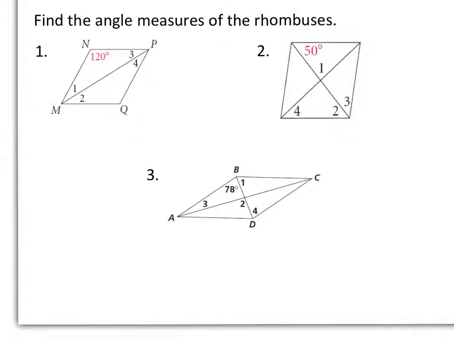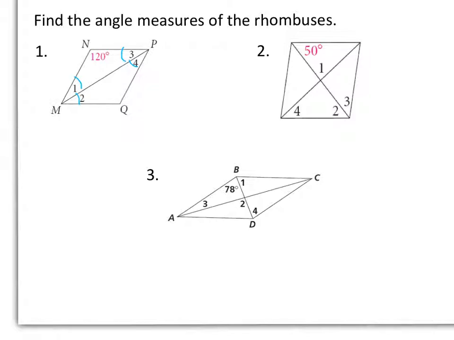Let's look at some examples of finding the angle measures of rhombuses, which is plural for rhombus, or you could say rhombi. In number 1, we have that angle N is 120 degrees. And we just learned that the diagonals of a rhombus bisect the angles. So that means angle 1, angle 2, 3, and 4 are all congruent. We also see we have a triangle MNP, which we know those angles add up to 180 degrees.